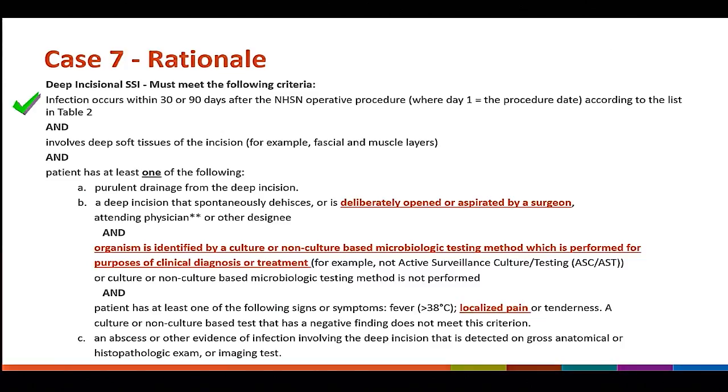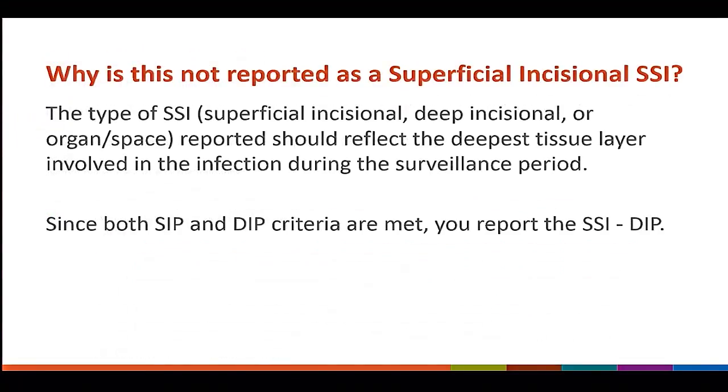The infection occurred within the appropriate surveillance period and involved the deep soft tissues. And we know that there was a deliberate opening or aspiration by the surgeon. An organism was collected from the deep tissue level and was positive, or a culture was collected and was positive for organisms of the deep tissue level. And the patient was also noted with localized pain.